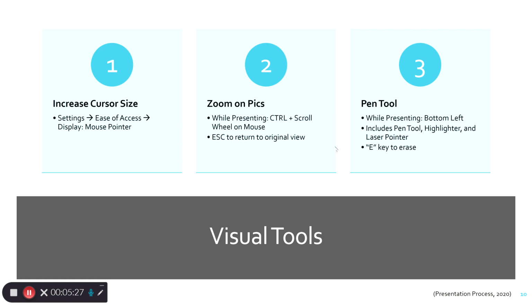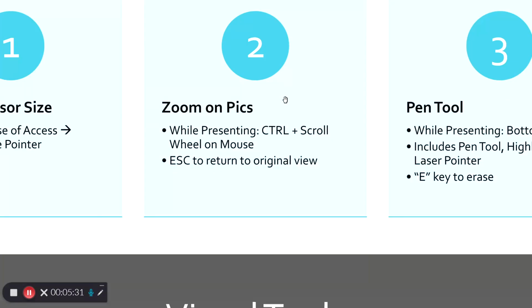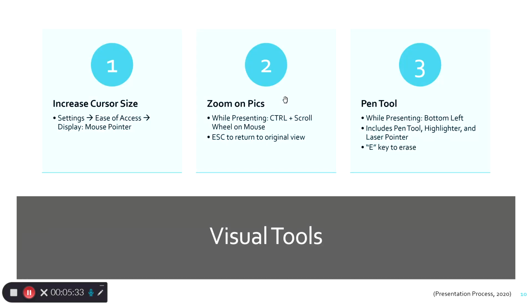You can also zoom in on pictures by pressing Control and then scrolling with your mouse. And this just helps, especially if you have an image with a lot of details, you can zoom in on those details to talk about them a bit more.